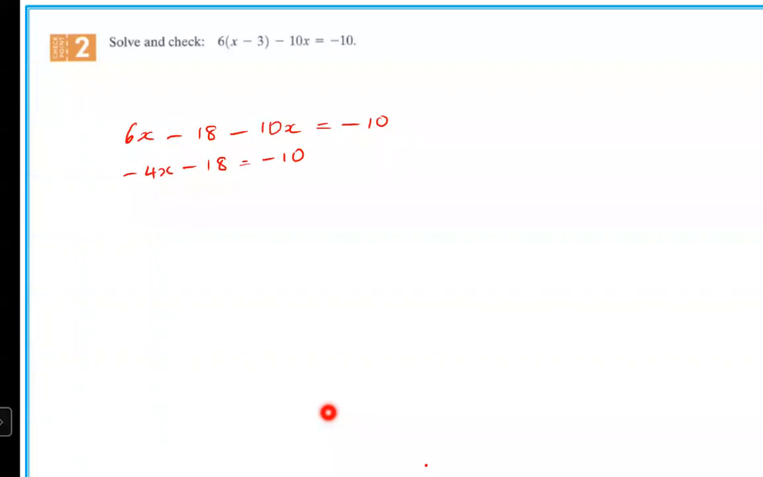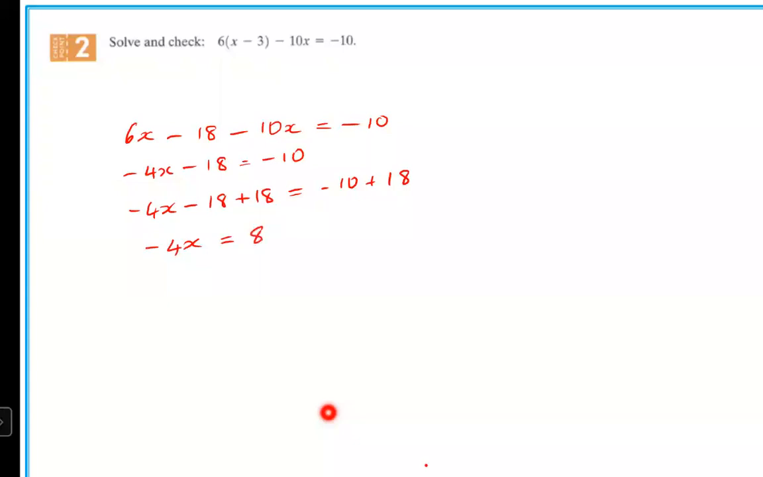And then should I be adding 18 on the two sides? Okay, -4x minus 18 plus 18 equals -10 plus 18. Right. And then that would be -4x equals 8. Is that right?